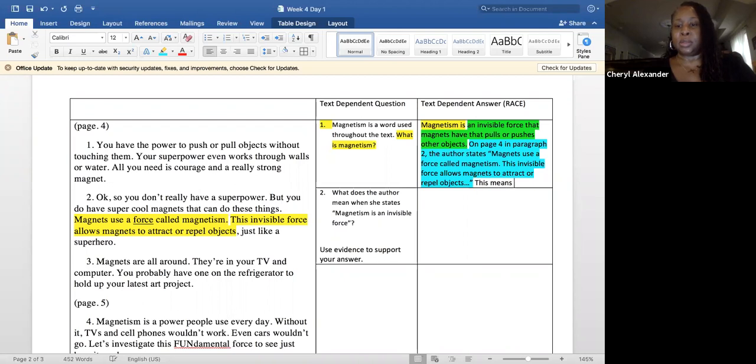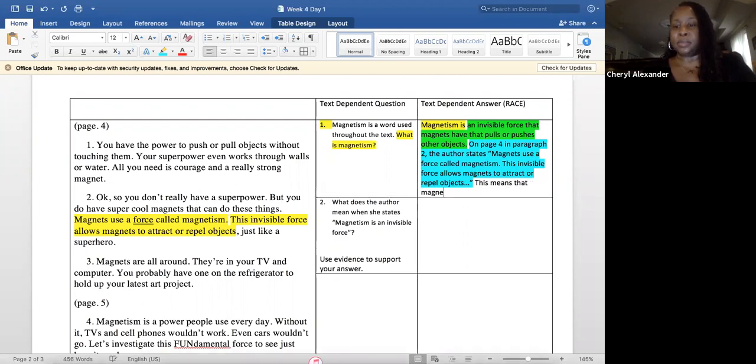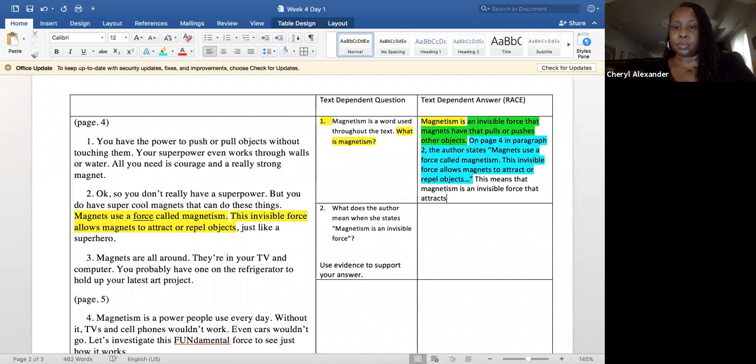This means that magnetism is an invisible force that attracts or repels objects. I'm not going to add anything else. We're going to keep it short and simple. And here is your explanation.